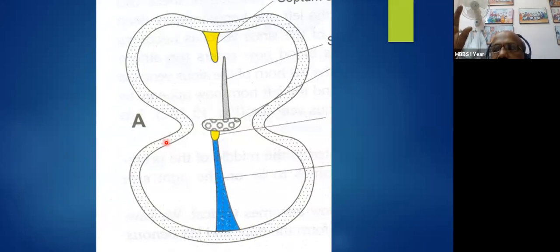Already in the beginning of the class, I asked about coronary ostium. So the coronary ostium is present in this aortic sinus only. That gives rise to origin of your coronary arteries.